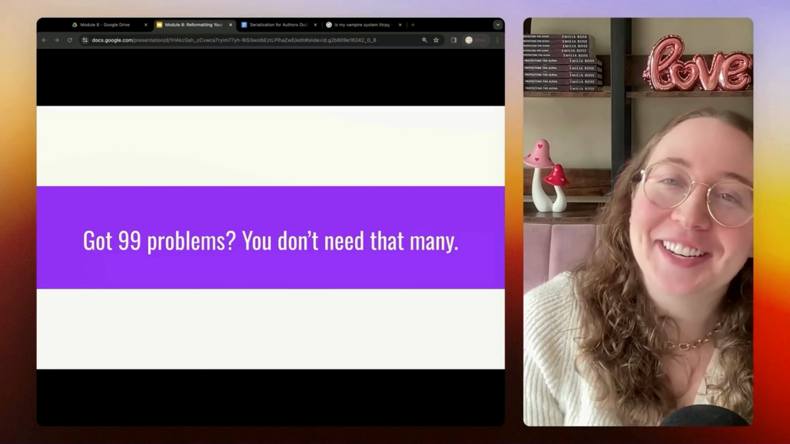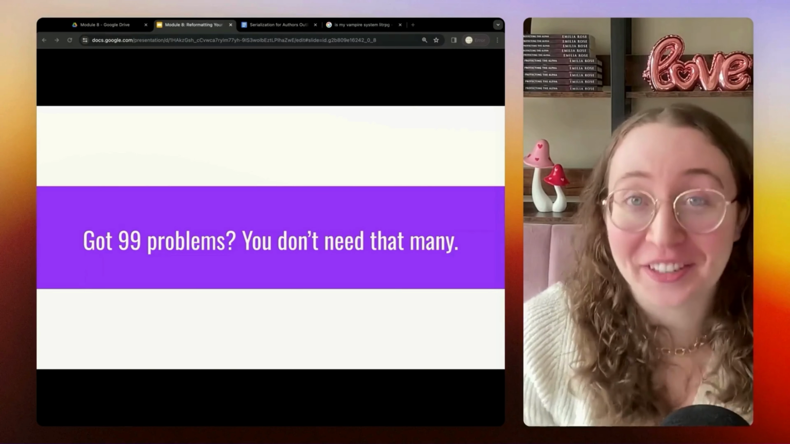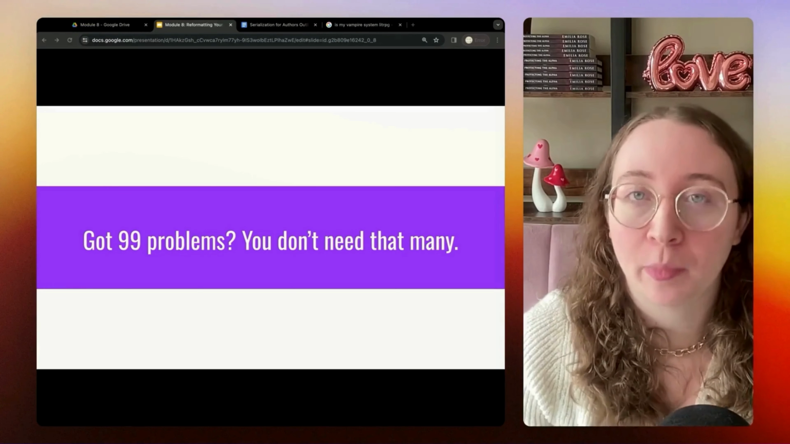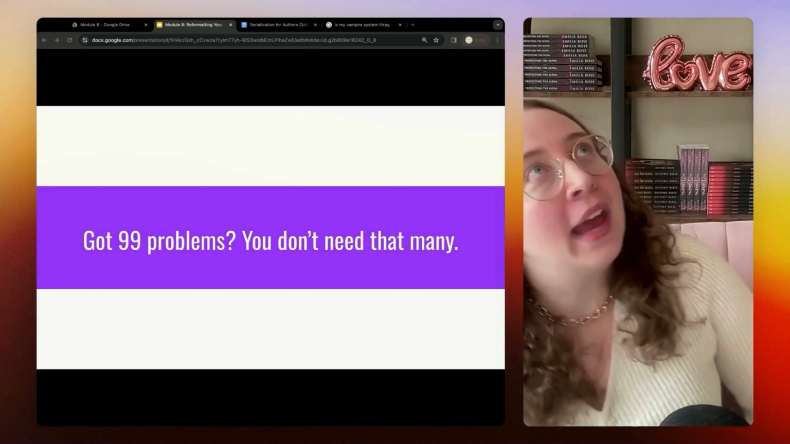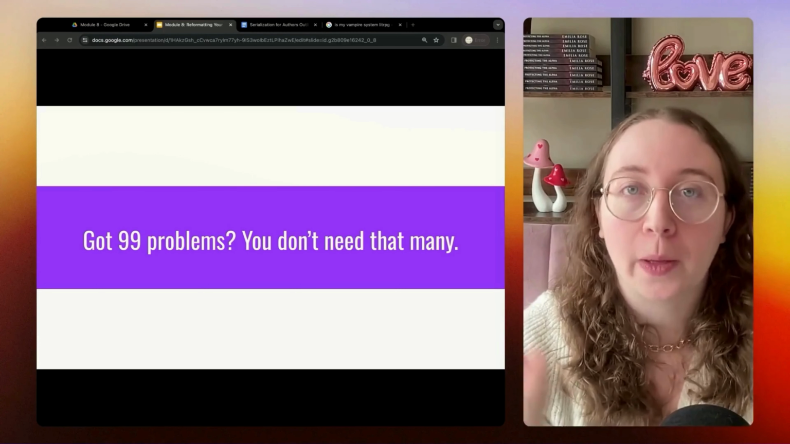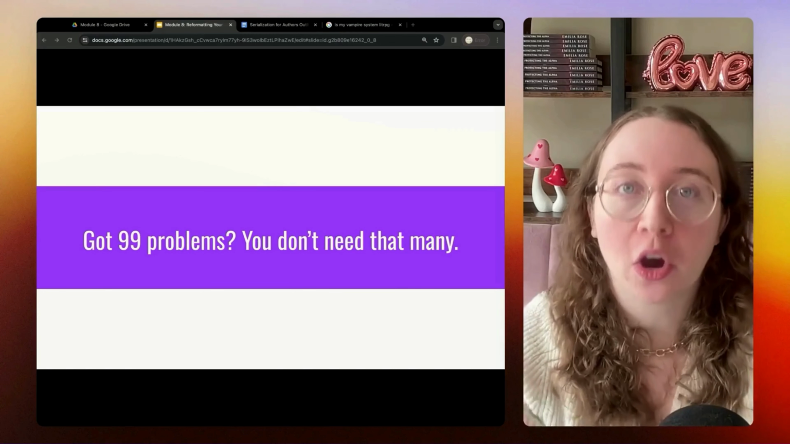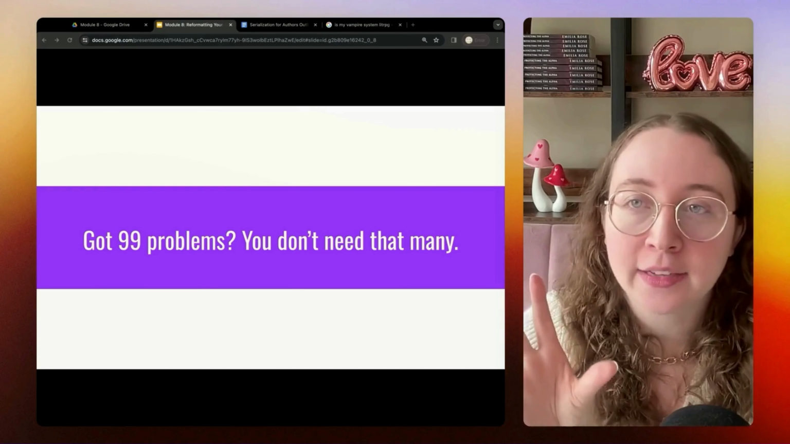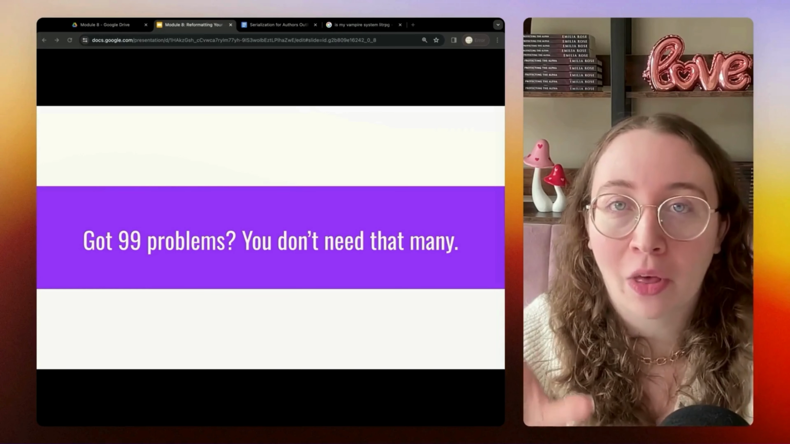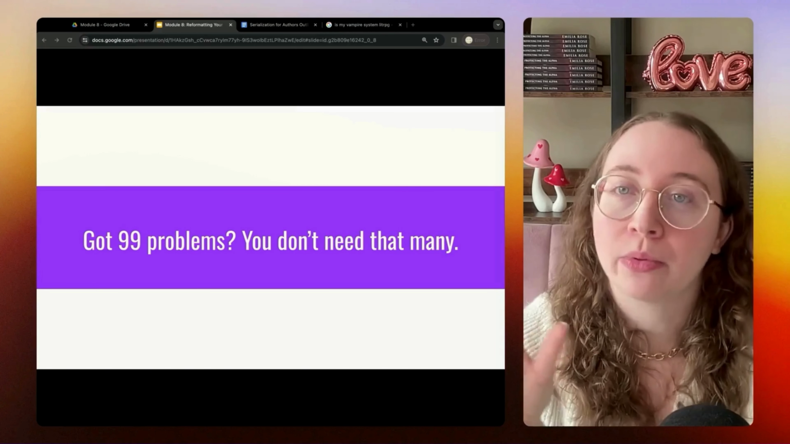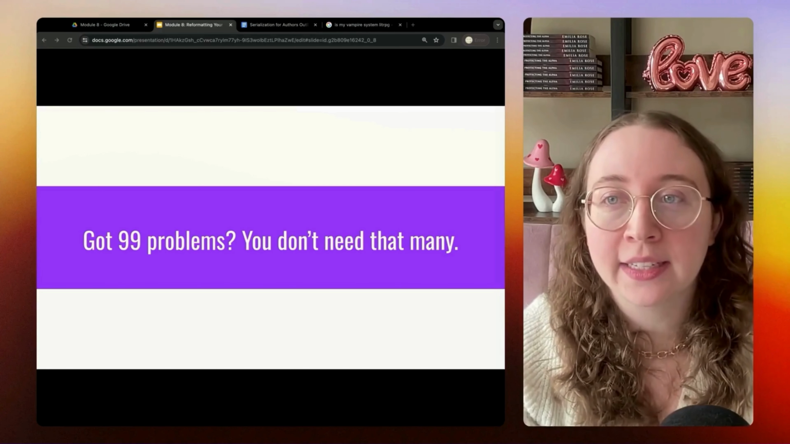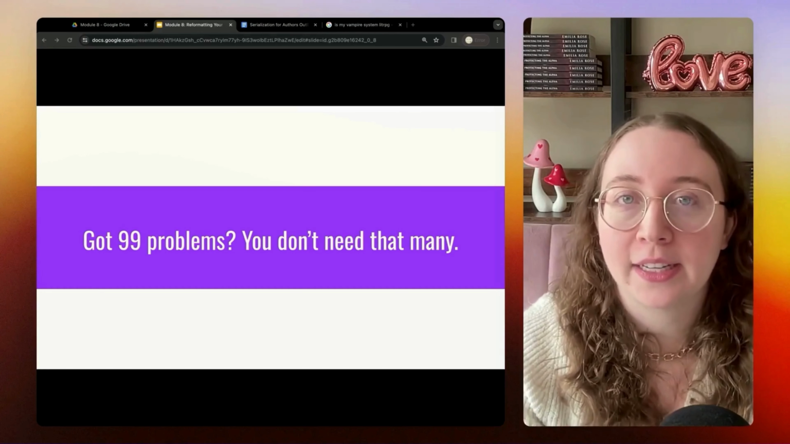Next, you have 99 problems in your serial. You have all these problems that are happening. You don't need that many in your book. So when you're reformatting, what you want to do is look for that one overarching problem that is going on in that season and make sure that you are focusing on that problem throughout the book. Problems and threads are really great for serial releases, but not so much for retailers.